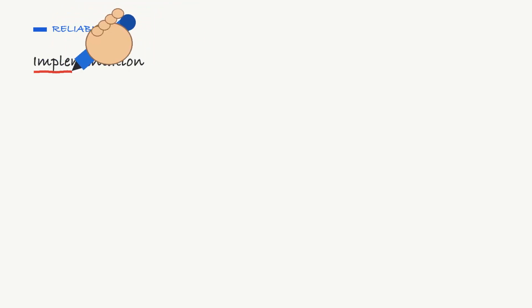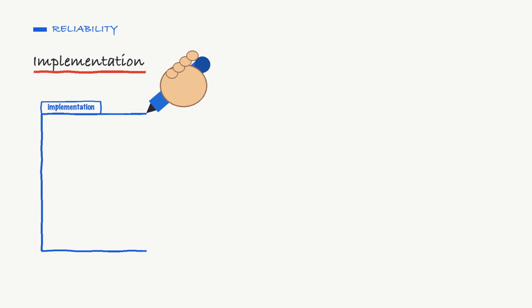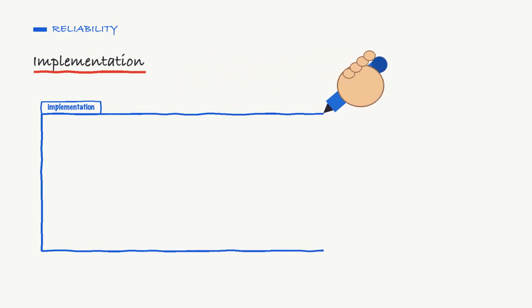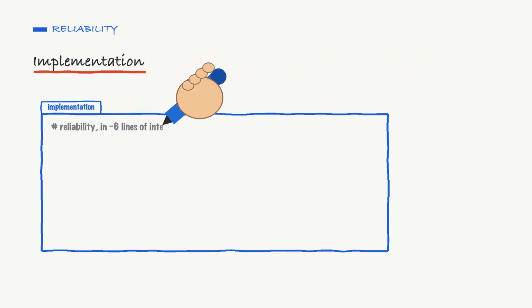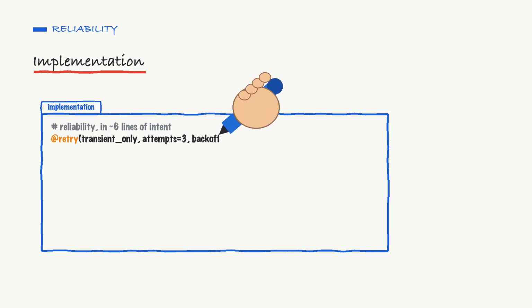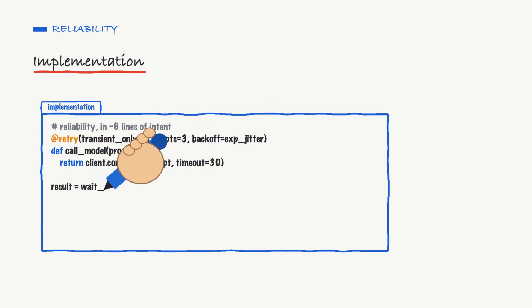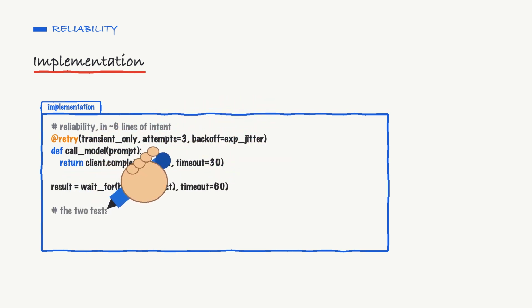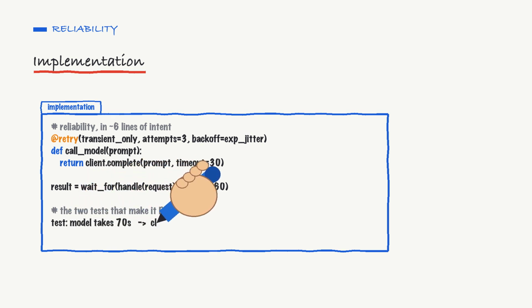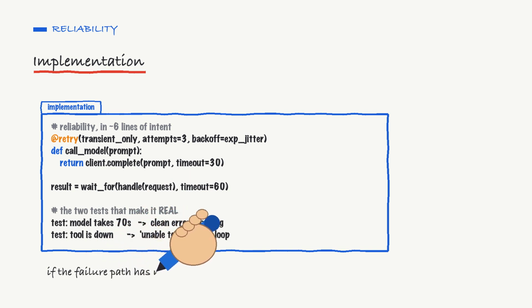Fail closed. Return a clear error with a request ID, and never, ever corrupt state. Implementation-wise, this is genuinely small. A retry decorator on the model call, transient errors only, 3 attempts, exponential backoff. A timeout parameter on every external call, and one total wait_for around the whole request. And then the two tests that make it real: the 70-second mock that must produce a clean error, and the dead tool mock that must produce a graceful refusal. If a failure path has no test, you do not have a failure path.